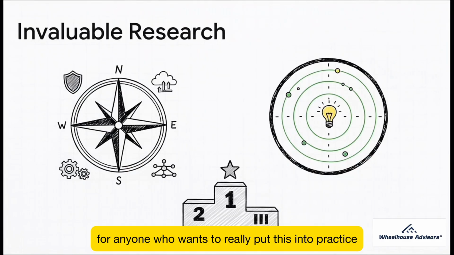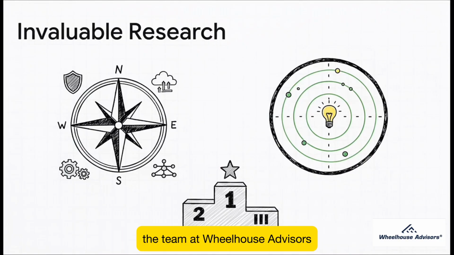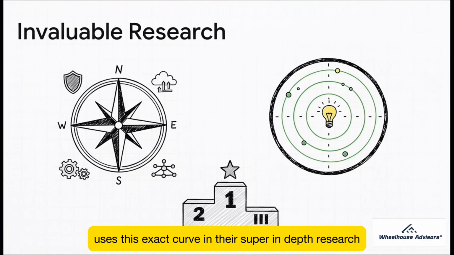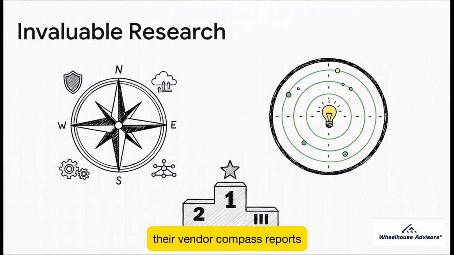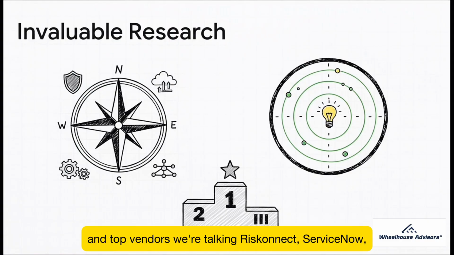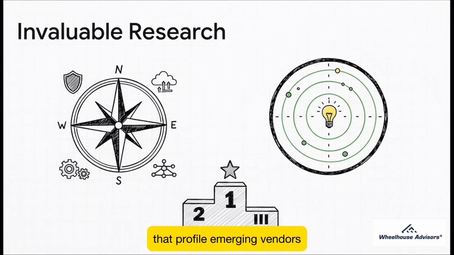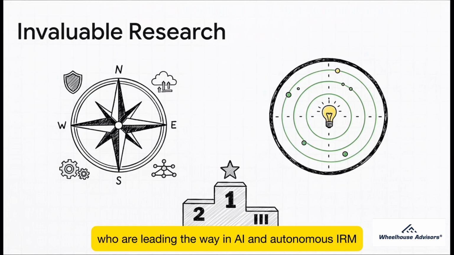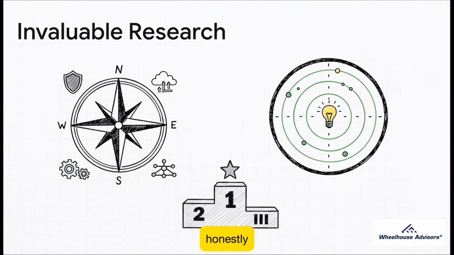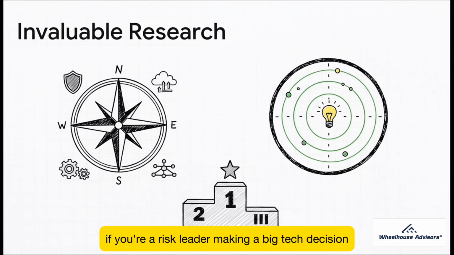And for anyone who wants to really put this into practice, you should know this isn't just a theory. The team at Wheelhouse Advisors uses this exact curve in their super in-depth research. Their vendor compass reports analyze all the big market segments and top vendors. We're talking Risk Connect, ServiceNow, OneTrust, Archer, even consultants like KPMG and EY. They also publish these cool Sonar reports that profile emerging vendors who are leading the way in AI and autonomous IRM. Honestly, if you're a risk leader making a big tech decision, this research is an absolute must-read.